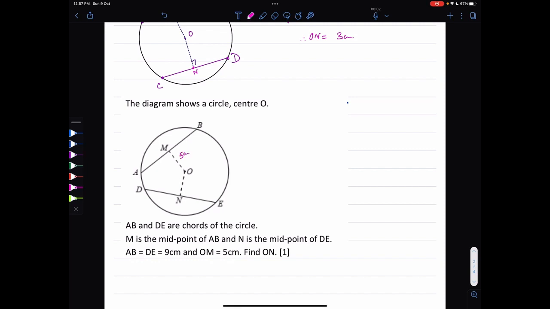and the chords were equal, then you need to recall the property that says that if the two chords are of equal length, then the distance from the center must also be equal. So OM should be equal to ON, that is 5 centimeter. This distance and this distance will also be equal.